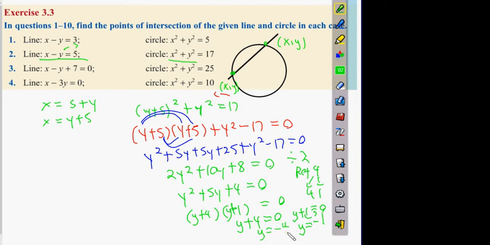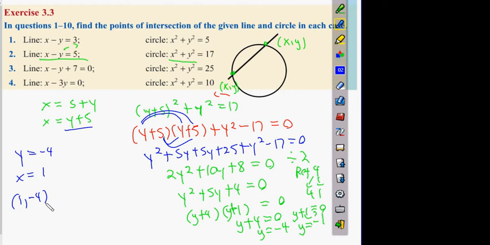No bother. Okay, what do we do after that, Sam? Oh yeah, so you have to get the x values, okay? So whatever the y value is, add 5. So one of the y is going to be minus 4, and you have to add on 5 to get the x value. So what's minus 4 plus 5? It's going to be 1. So that point is 1, minus 4. The x value is 1, the y value is minus 4.